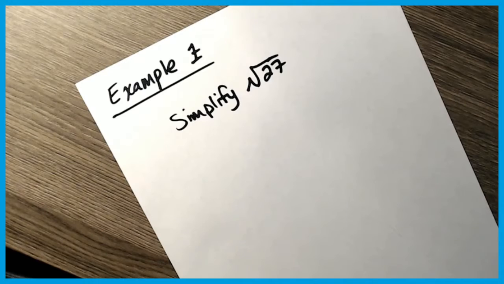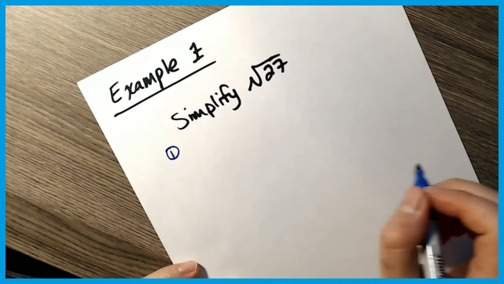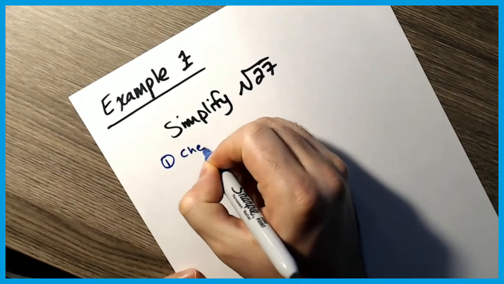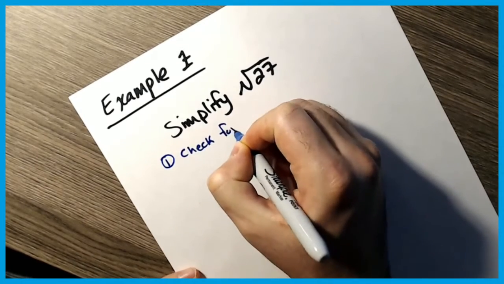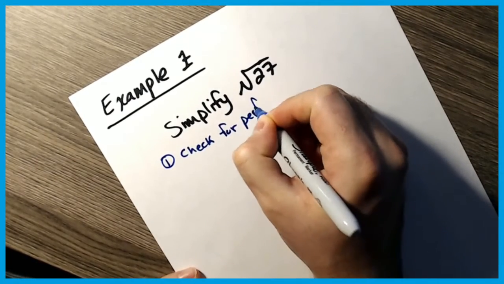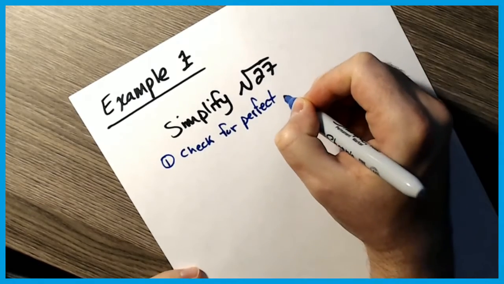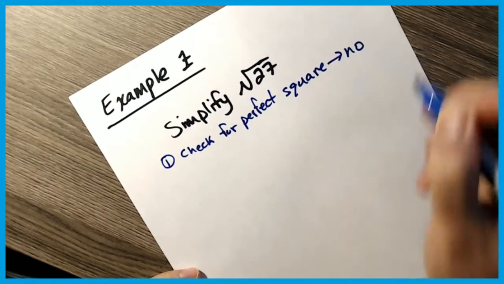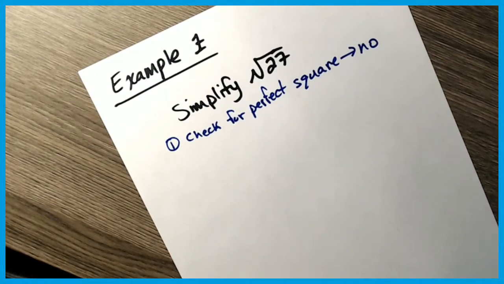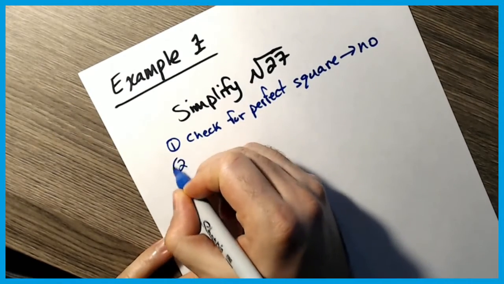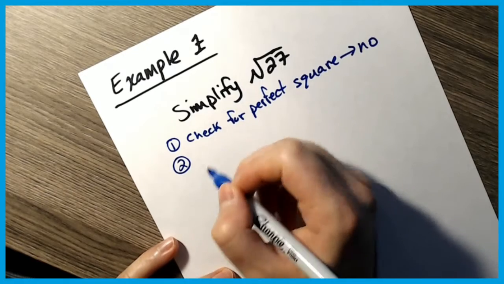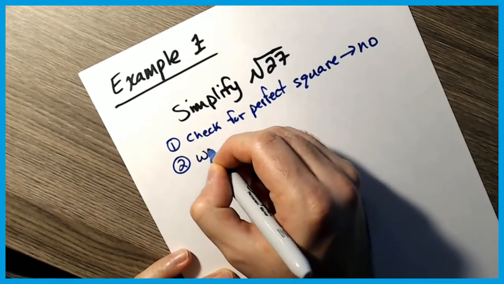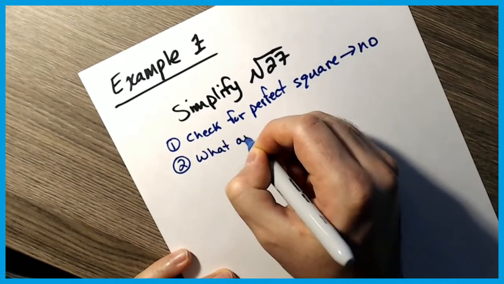Anytime you're asked to simplify, one thing should come to mind, and that is, is it a perfect square? So check for perfect square. And guess what? 27 is not. So now, if it's not a perfect square, you can move on to the second thing, which is then the same question we asked on the previous problem, and that is, okay, so what are the factors then of 27?